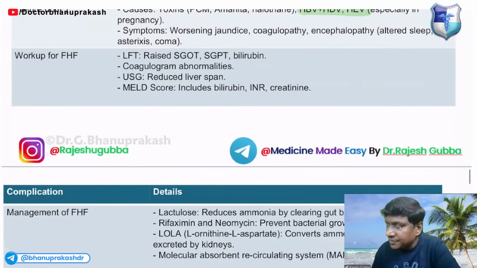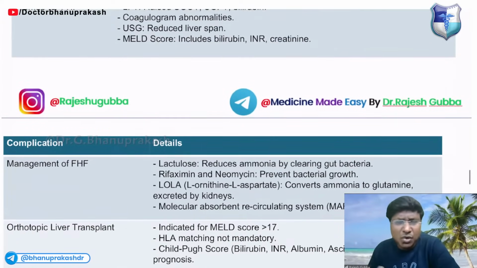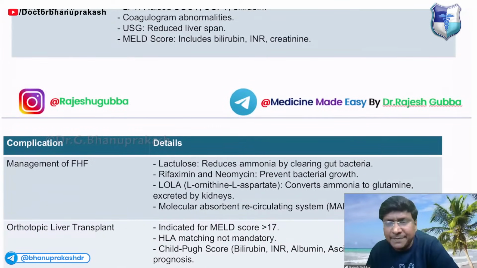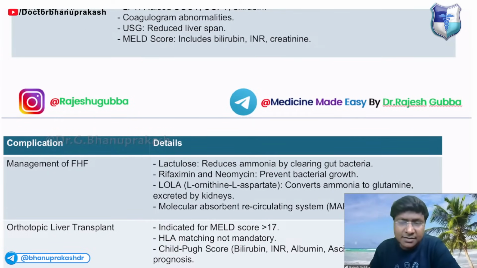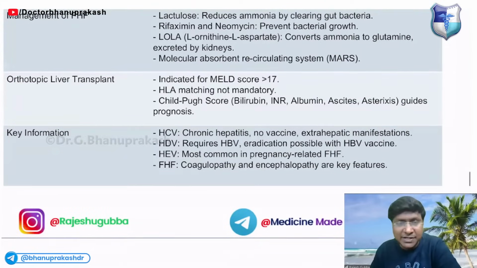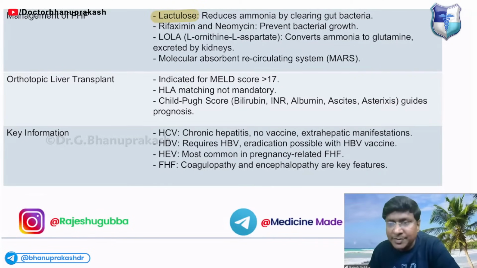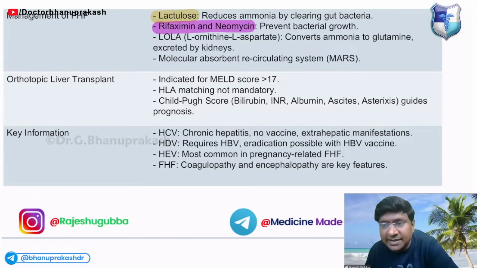The next important topic is the workup for fulminant hepatic failure. The usual workup for any liver pathology: SGOT, SGPT, coagulogram, USG abdomen, and then the MELD score. What is the treatment? The problem in patients with fulminant hepatic failure is they go into hepatic encephalopathy. What is the drug of choice for hepatic encephalopathy? You need to give lactulose. And I already told you why you should give rifaximin as well as neomycin, mainly to prevent bacterial growth.